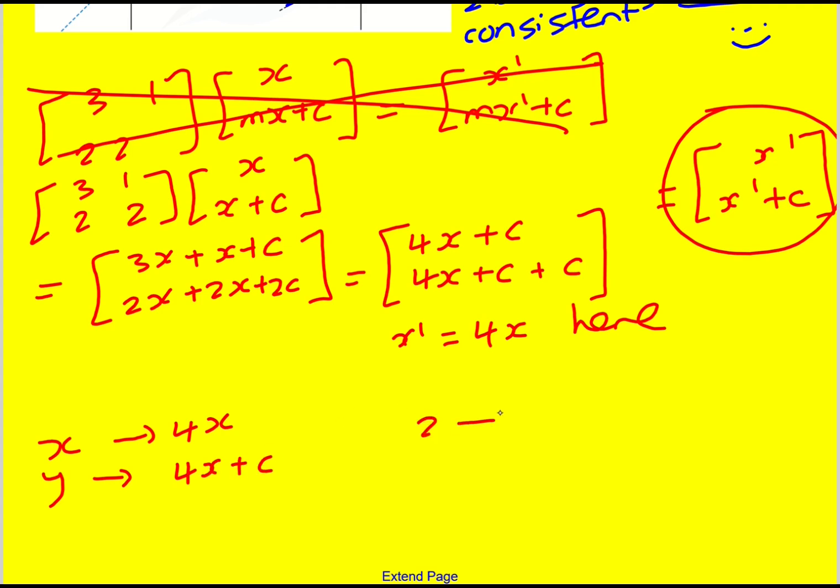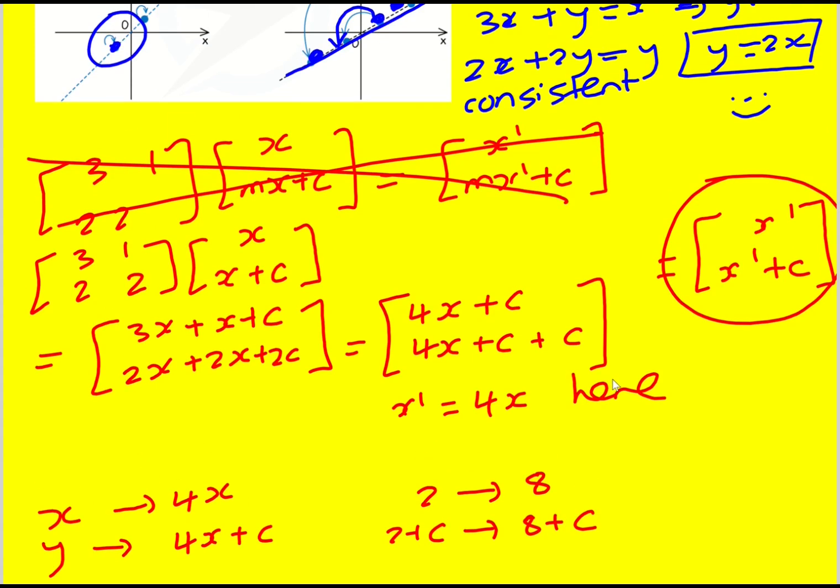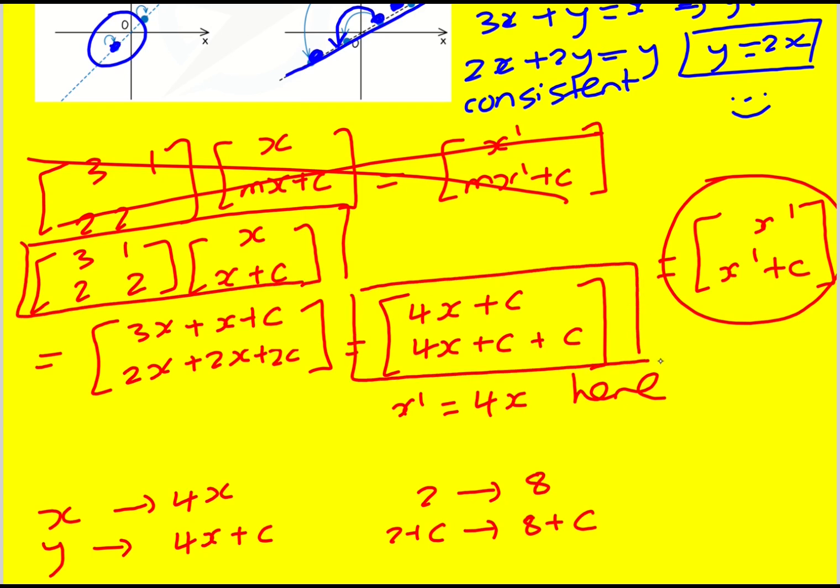So if we had 2, it would go to 8, and then, because y is equal to x plus c, my y coordinate would be 2 plus c, and that would go to 8 plus c. It's still on the same line, y equals x plus c. That's the point. That's why it's an invariant line. So I think that's all I need to say, really. As long as I've made it clear that this is equal to this, I think it's good to just make that clear as well. Then we're done.